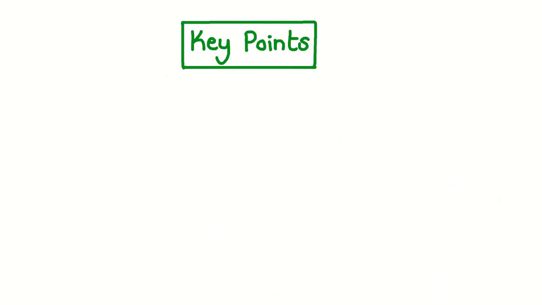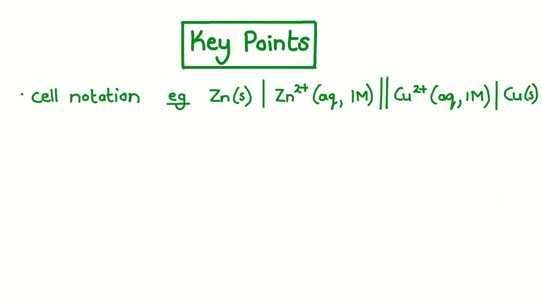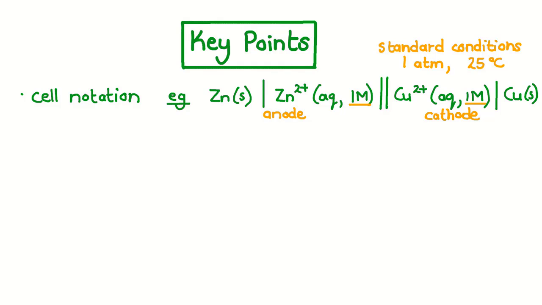Let's summarize what we've learnt. We recapped the setup of a galvanic cell and cell notation, using the zinc-copper cell as an example. We saw that anode information is written on the left and cathode information on the right. We learnt that standard conditions are 1 atmosphere pressure, 25 degrees Celsius, and 1 molar electrolyte concentrations.